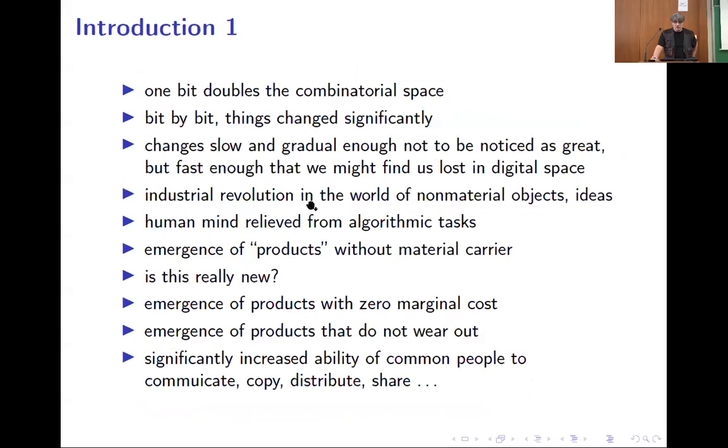The Industrial Revolution used to be that which affected primarily material objects. Actually, the process I talked about is an Industrial Revolution in the world of non-material objects, because the classical Industrial Revolution affected material objects and affected human society. And this one is, in my opinion, even bigger and even more important. The human mind is relieved from algorithmic tasks, and products without a material carrier emerged. Well, is this really new?